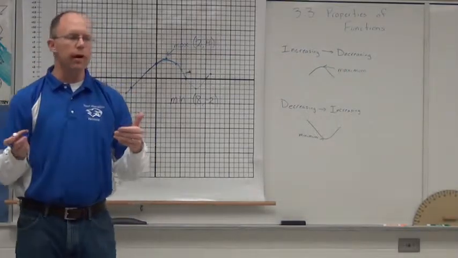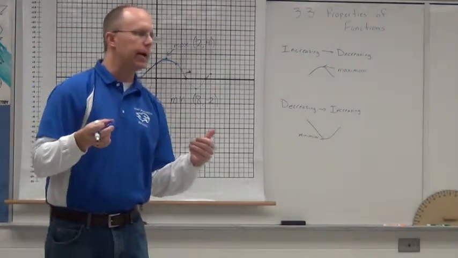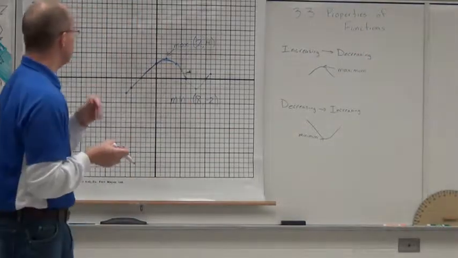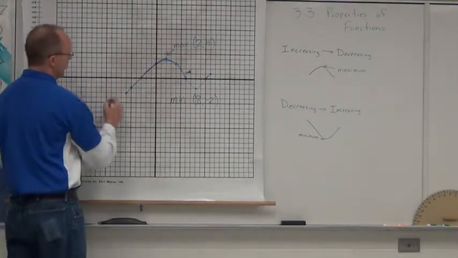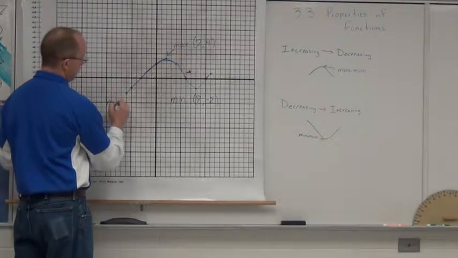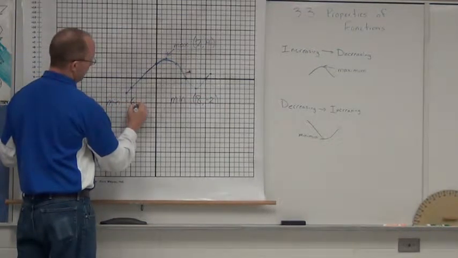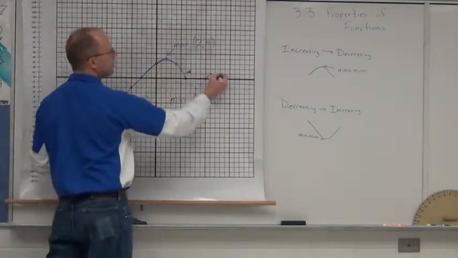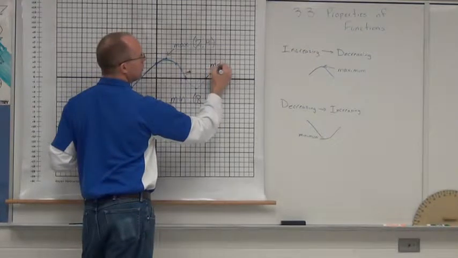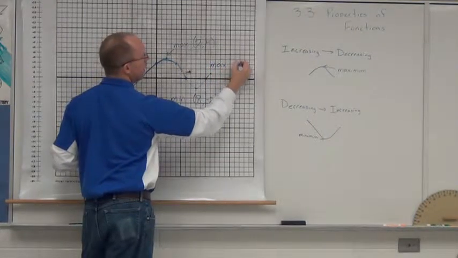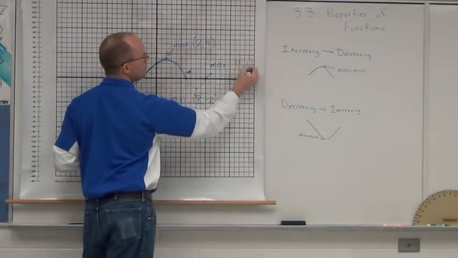You would also classify endpoints as maximums or minimums. So over here, this would be a minimum as well, at negative 6, negative 3. And over here, 11, 1. Minimum or maximum? Maximum at 11, 1.